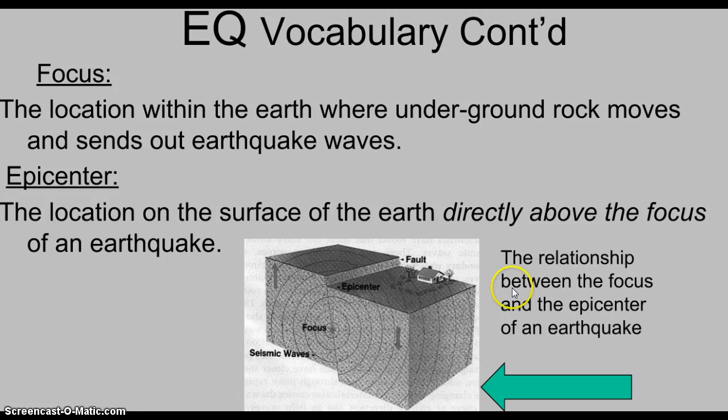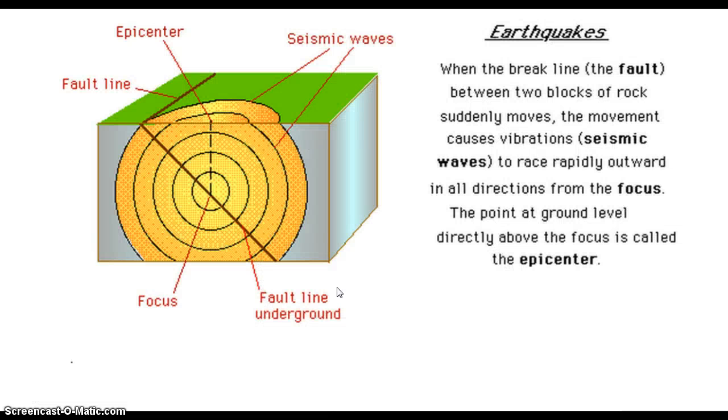And the relationship between the focus and the epicenter is shown here. So there's the focus underneath the Earth, there's the epicenter directly above. And the epicenter is not always right on the fault. So when the break line or the fault between the two blocks of rock suddenly moves, the movement causes vibrations that race rapidly outward in all directions from the focus, and the point at ground level directly above the focus is called the epicenter.